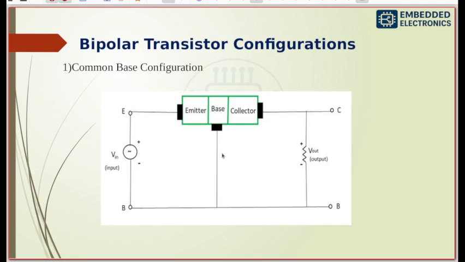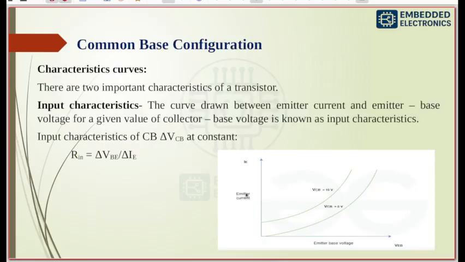CB means the common base arrangement. It is frequently employed in impedance matching. It does not reverse the output signal phase with respect to the input, and is frequently utilized as a buffer between circuits with high and low impedance. And in high frequency applications like RF amplifiers, we can use the common base configuration. So these are the characteristic curves.